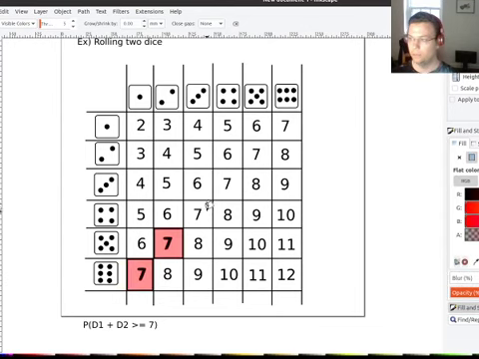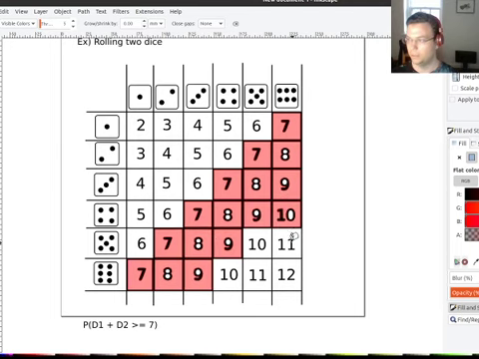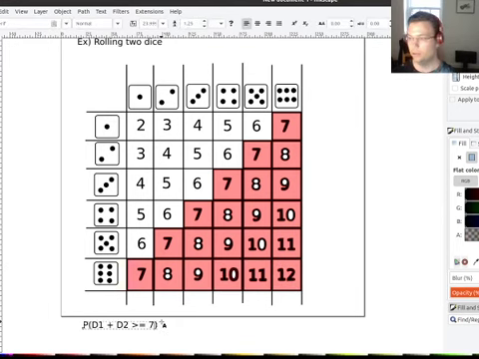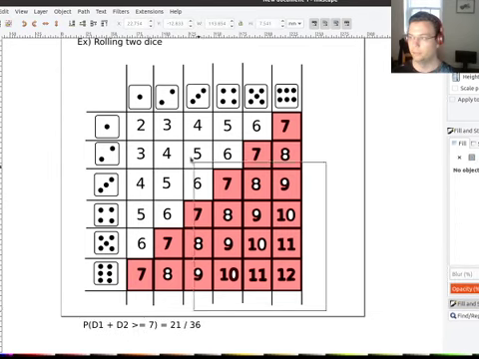So I got 1, 2, 3, 4, 5, 6, 7, 8, 9, 10, 11, 12, 13, 14, 15, 16, 17, 18, 19, 20, 21. Okay. So there are, in total, 6 times 6 possibilities. So we saw that out of 36 possibilities, 21 of them came up to be a 7 or more. So we see this is indeed slightly greater than half.